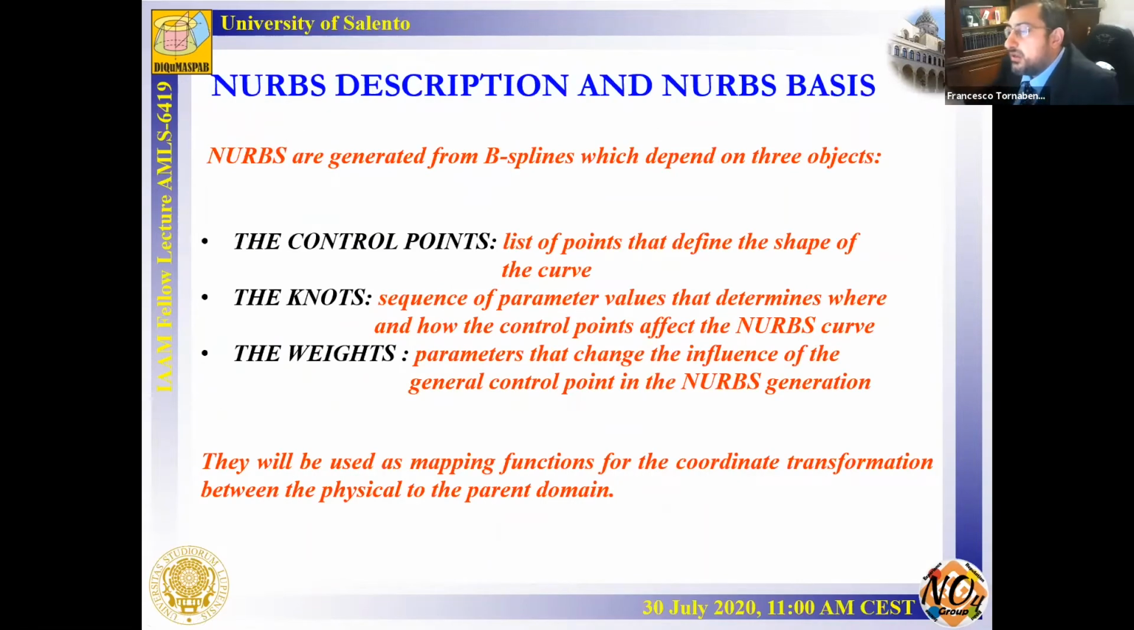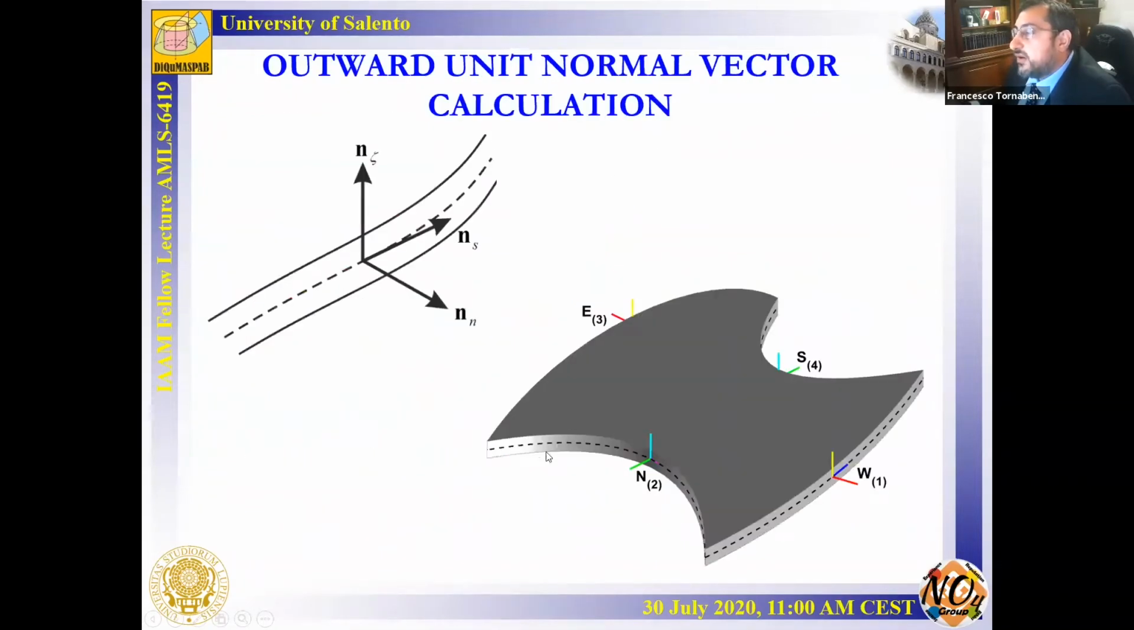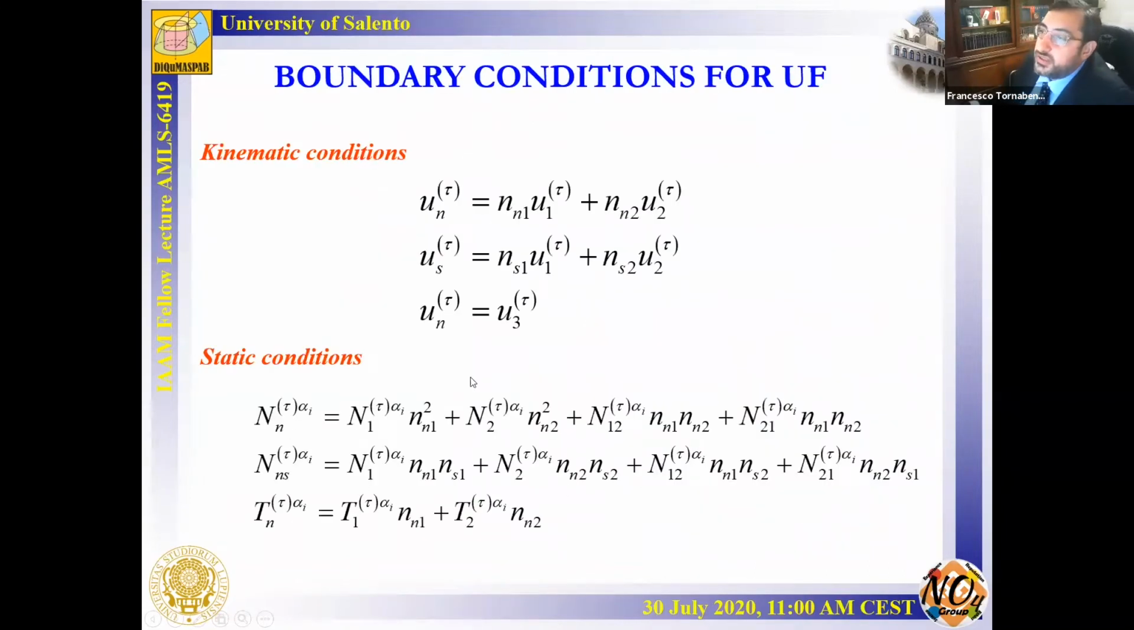To describe the curvilinear edges of the patch, I use a NURBS curve, which has this important property I reported in the slide, and so I can study this complicated geometry. But I also have to introduce another important aspect, the boundary conditions on the curvilinear edge that I reported in this picture.